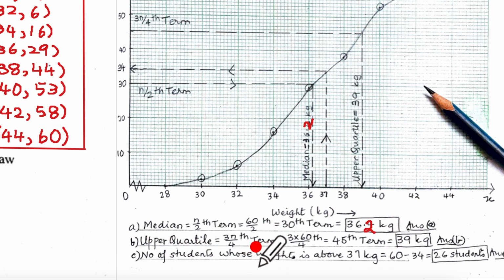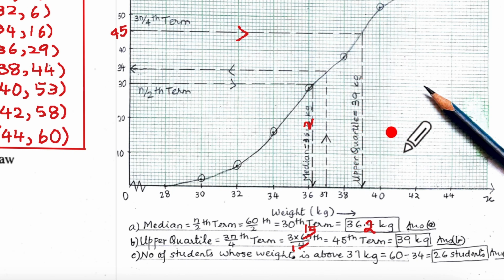The upper quartile is the 3n upon 4th term. So that is 3 into 60 upon 4. So 4 ones are 4, and 4 goes 15 times. So 15 threes are 45, the 45th term. So we go here between 40 and 50. This one, this is your 45 here. So this is where we will show the arrow where it cuts the ogive.